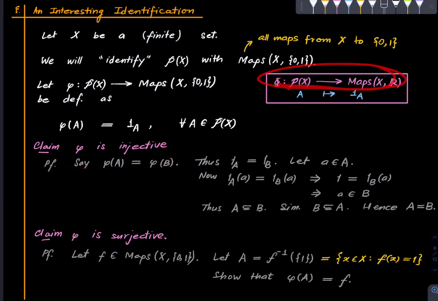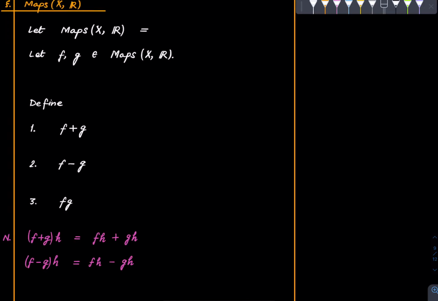So what we will really be using is this map in our application. But it is definitely a good idea to be comfortable with this identification. When we say identification, we say bijection. So this bijection between the power set of X and this thing. Okay. So let's take a deeper look at this object. What is this thing? This is the set of all the functions from X to R. Let me write that.